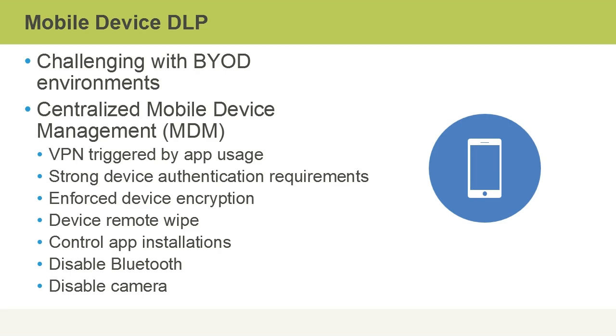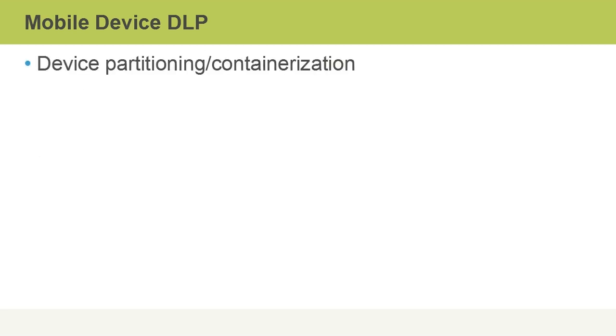The device should be encrypted. We also should have remote wipe capabilities, so if the device is lost or stolen, we can either wipe just the company data from it or basically do a factory reset on the device to prevent sensitive data loss. We can also control app installations on mobile devices using our centralized MDM tool so that users don't install apps that might be malicious. We can also do things like disable Bluetooth, disable the camera, and many other options.